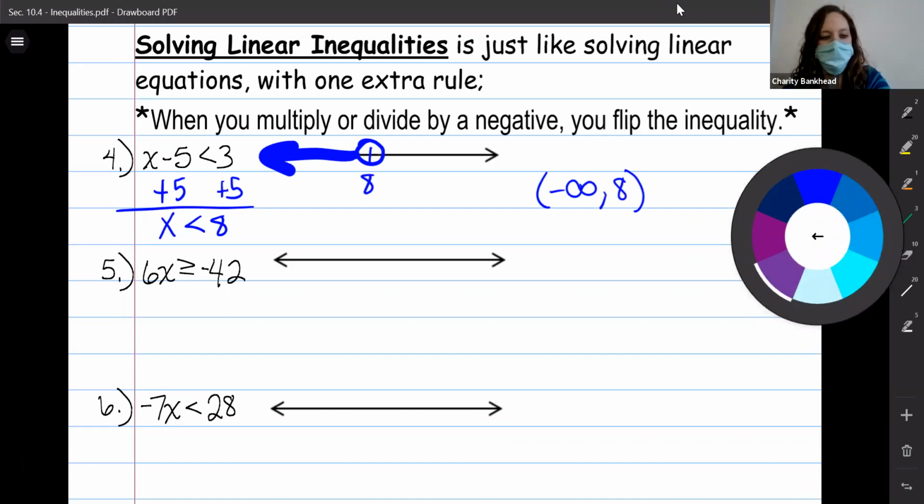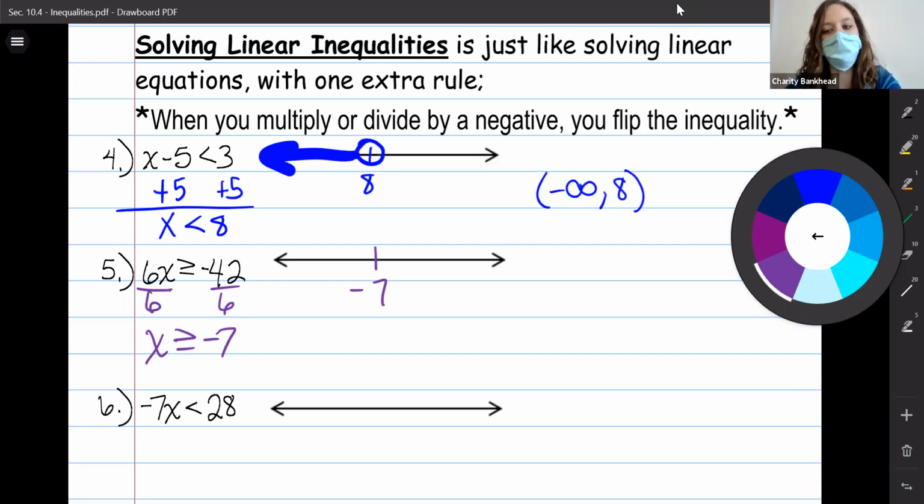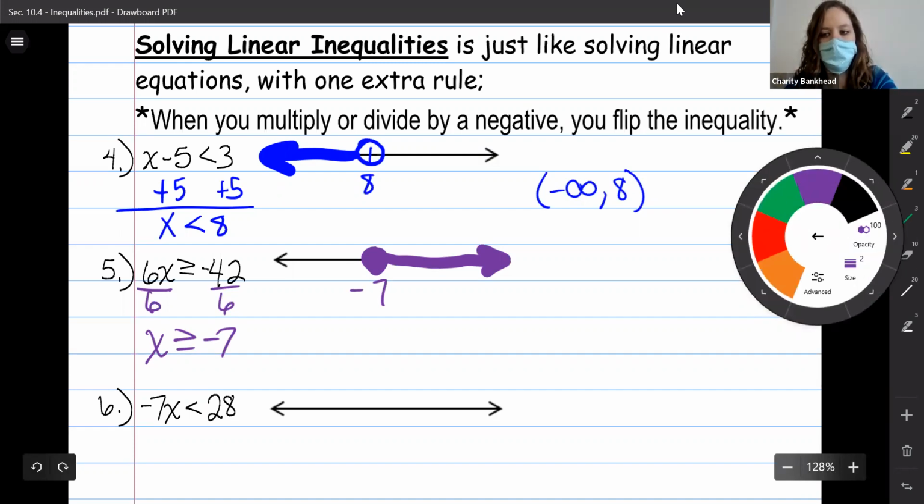Number 5, I'm going to divide both sides by 6, which gives me x is greater than or equal to negative 7. All right, and since it's or equal to, I'm going to use a solid circle there. And greater than means I'm going to shade it to the right. My interval notation would be bracket negative 7, comma, infinity, parentheses.